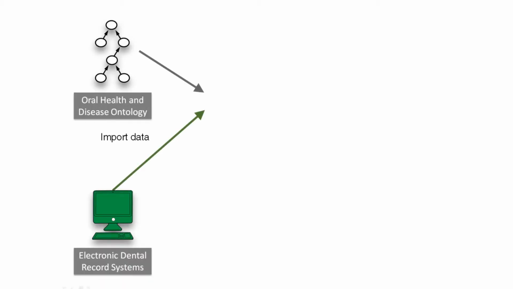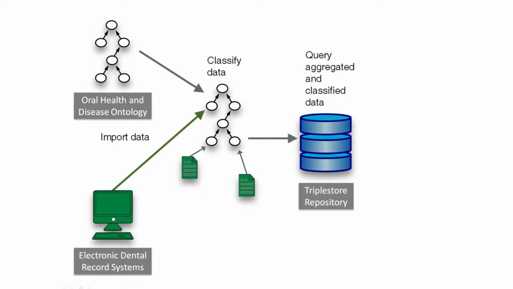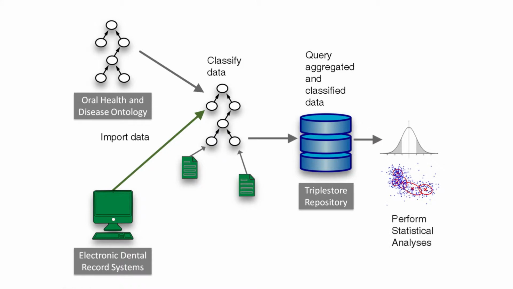Our method begins with extracting data from an electronic dental record system using the Oral Health and Diseases Ontology, or OHD. The OHD is a novel framework for representing clinical data in a structured format. Once imported into the OHD, clinical data are checked for quality and consistency as well as classified. Data can be exported in a number of formats for statistical analysis.